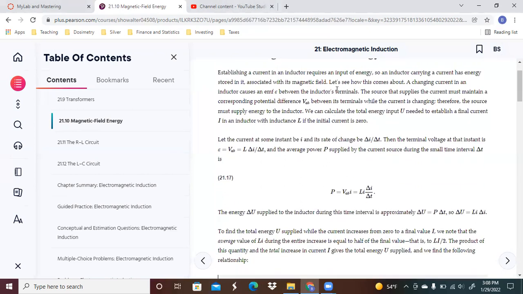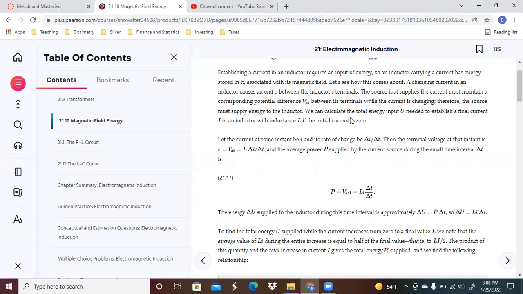Establishing a current in an inductor requires an input of energy. So an inductor carrying a current has energy stored in it associated with its magnetic field. A changing current in an inductor causes an EMF between the inductor's terminals. The source that supplies the current must maintain a corresponding potential difference between its terminals while the current is changing. Therefore, the source must supply energy to the inductor.